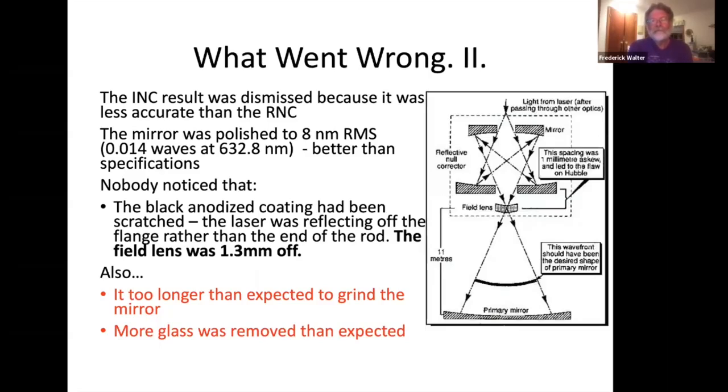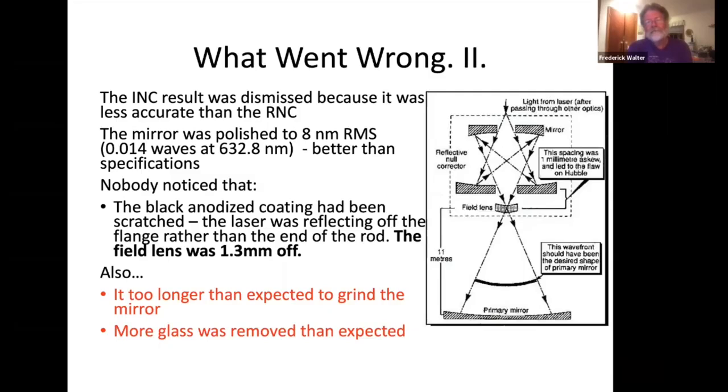So while PerkinElmer was telling NASA that they were doing a good job and NASA was congratulating them on it, nobody noticed that somehow in the handling, the black anodized coating had been scratched, and the laser was actually reflecting off the flange rather than the end of the rod, and the field lens was mispositioned by 1.3 millimeters. That, it turns out, is why the inverse null corrector seemed to show that the reflective null corrector was aberrant.